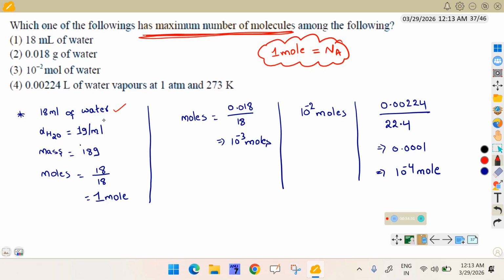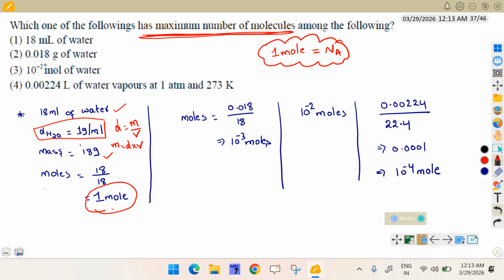We know that the density of water is 1 gram per ml. Density is calculated by the formula density equals mass by volume, so mass equals density into volume. Based on this, the mass of water is 18 grams. Number of moles is weight by molecular weight, which is 1 mole.